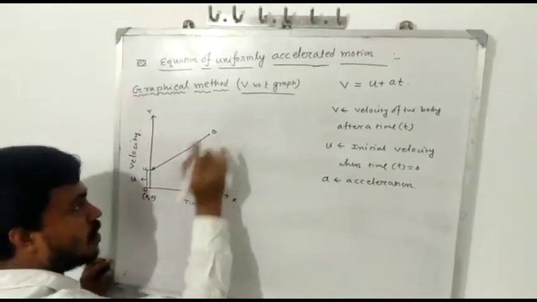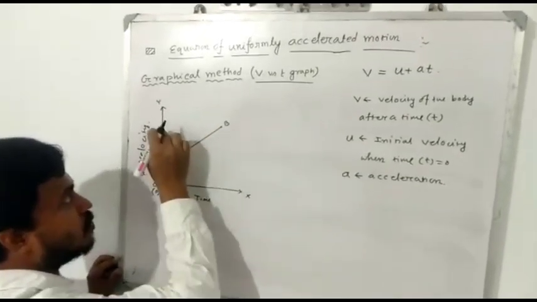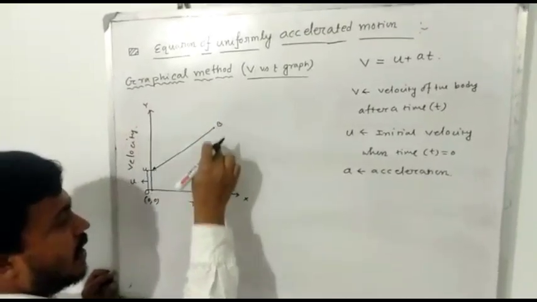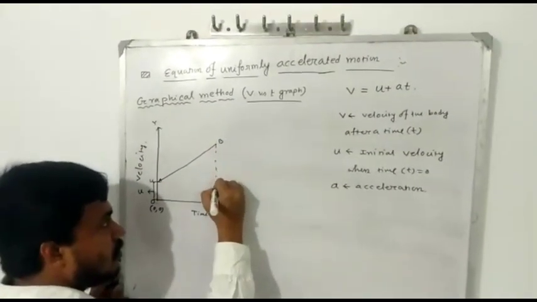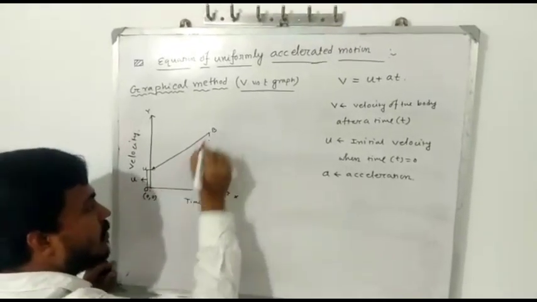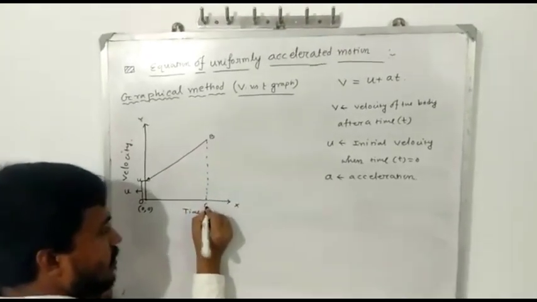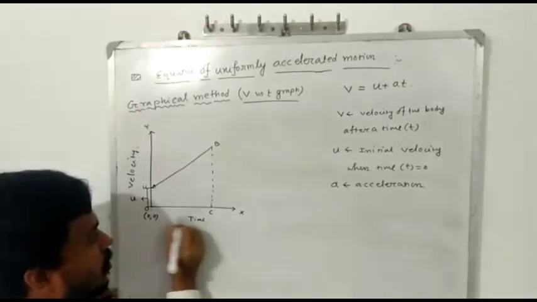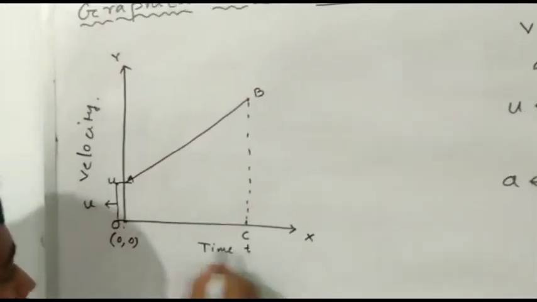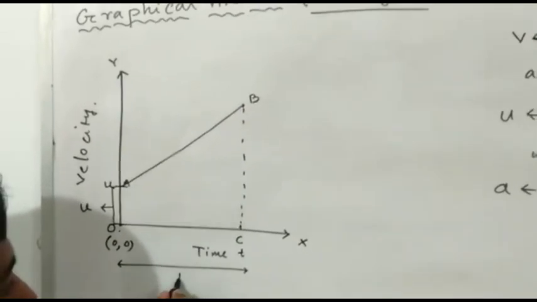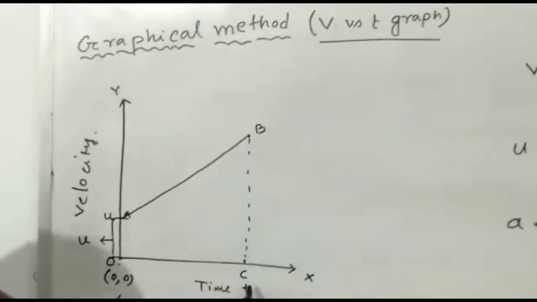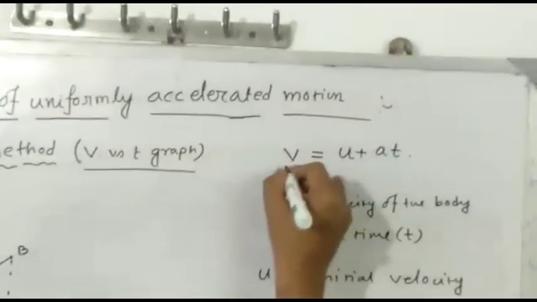So we draw two normals, one towards the y axis and another towards the x axis. We consider this the point C, and the value of OC will be t. So after a time t, according to the situation, the velocity will be v.